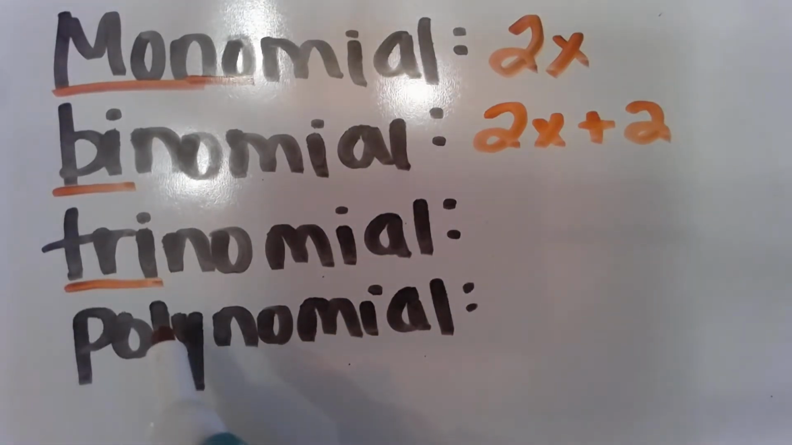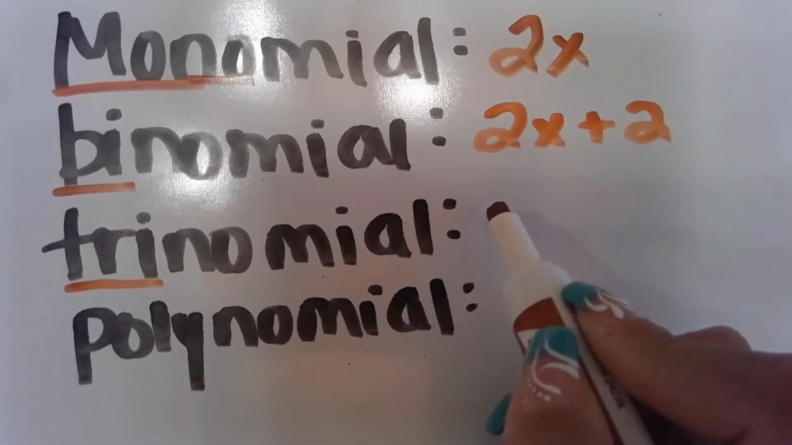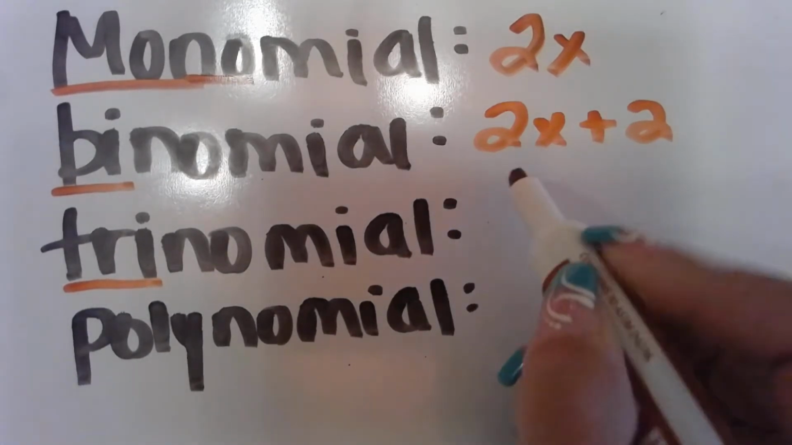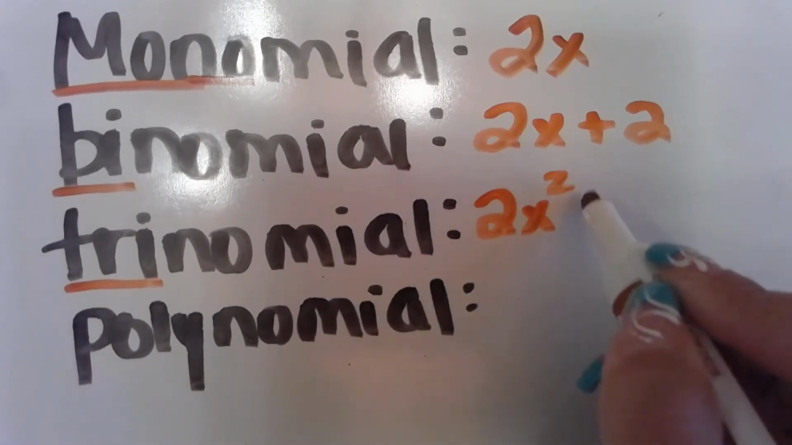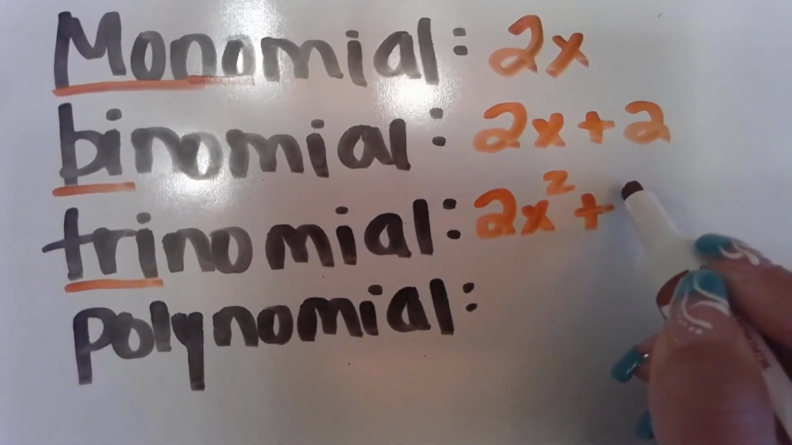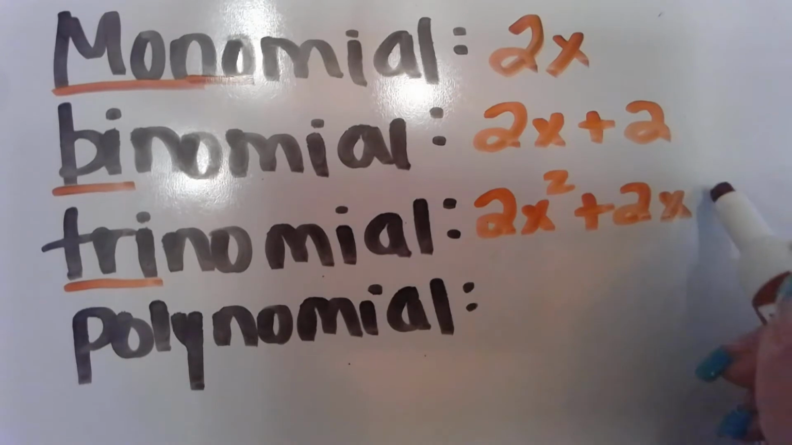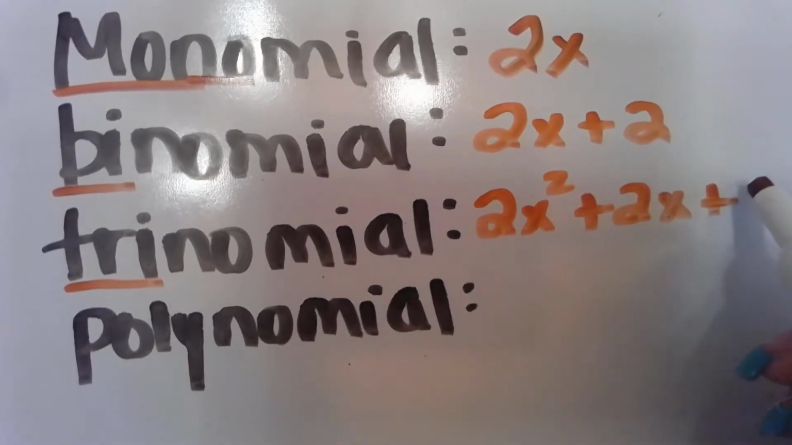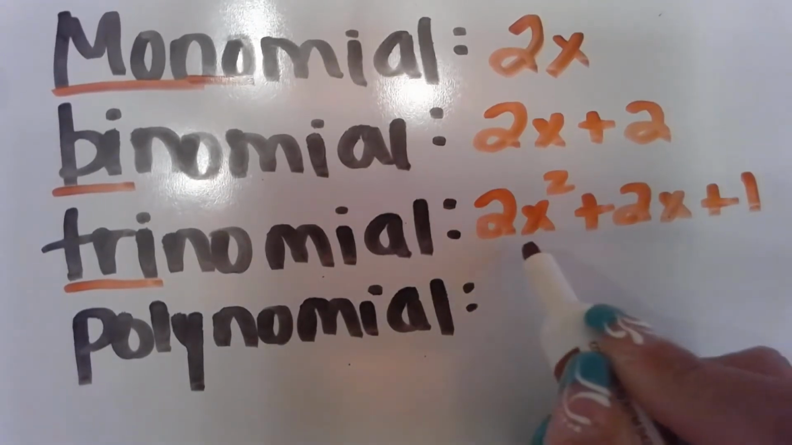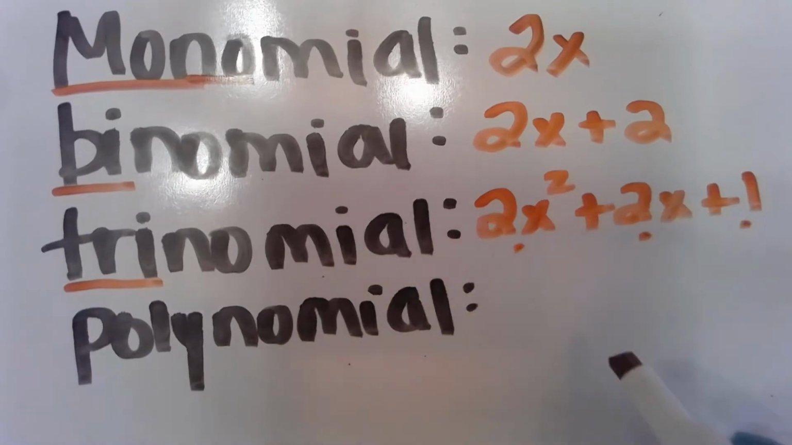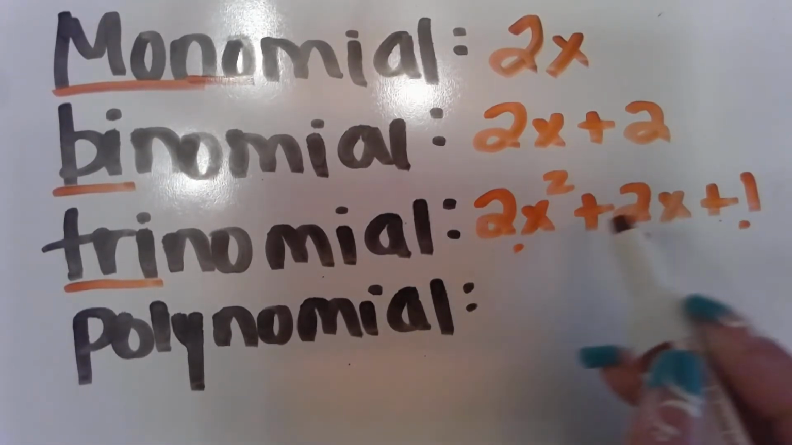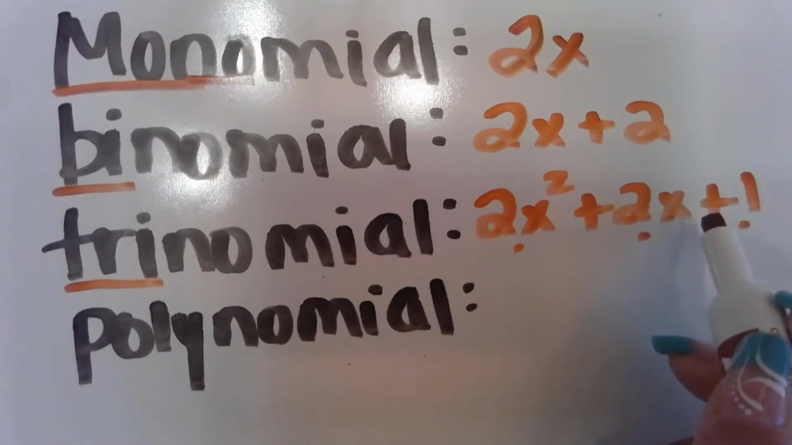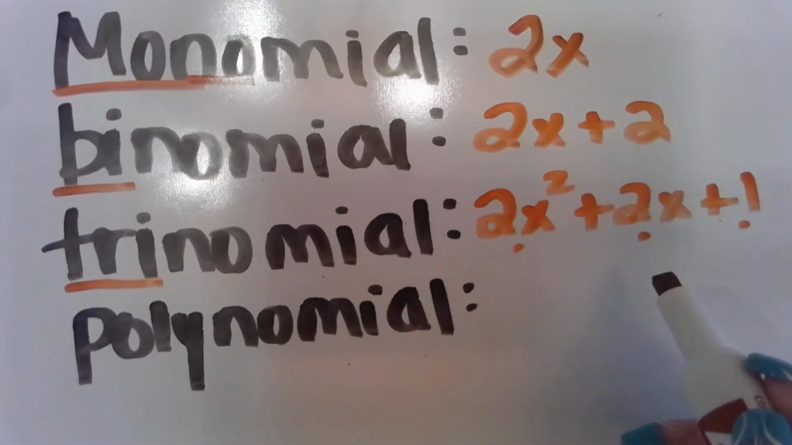Trinomial, tri is 3. So if we think about it, there's going to be 3 different terms. So we can say it's going to be 2x squared plus 2x plus 1. And as we can see, there are 3 pieces separated by our plus sign. It could be a plus sign, it could be a minus sign, but there are 3 significant pieces.